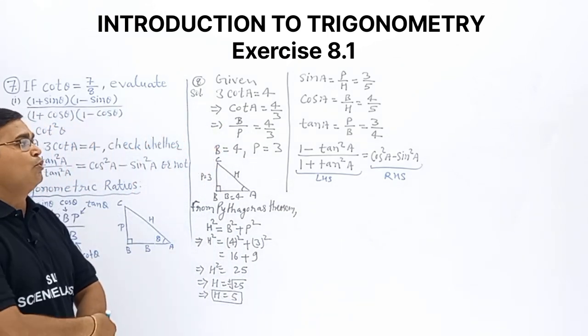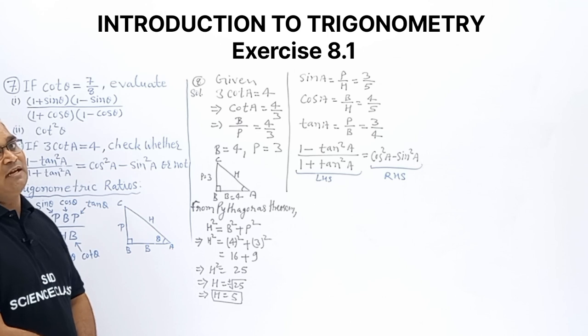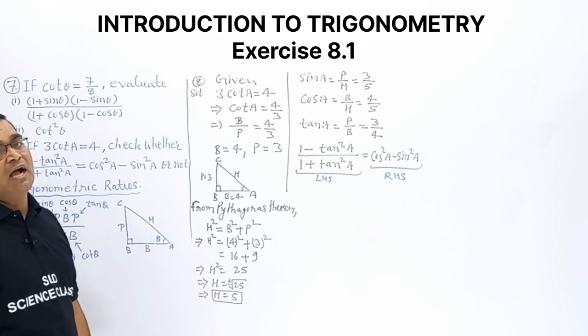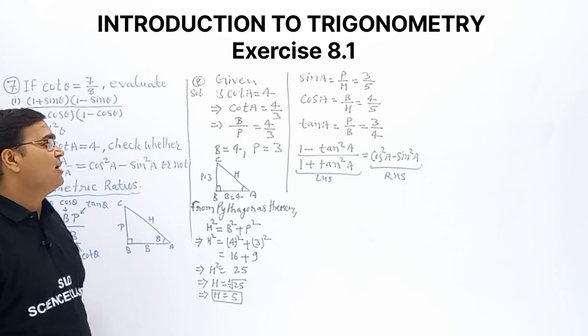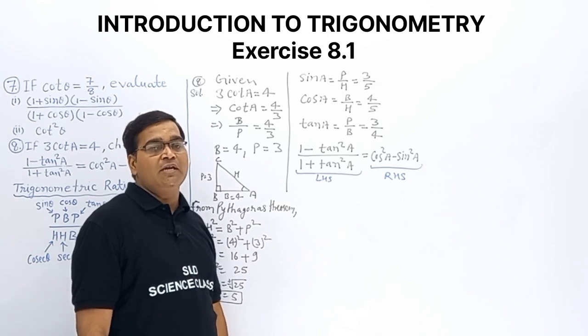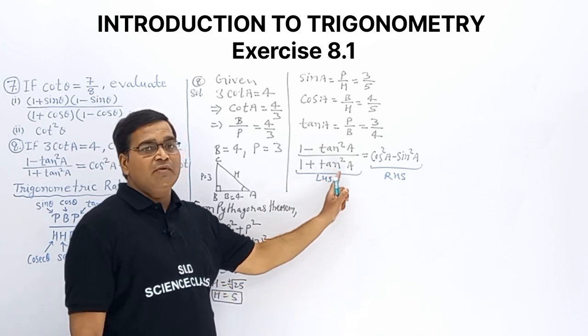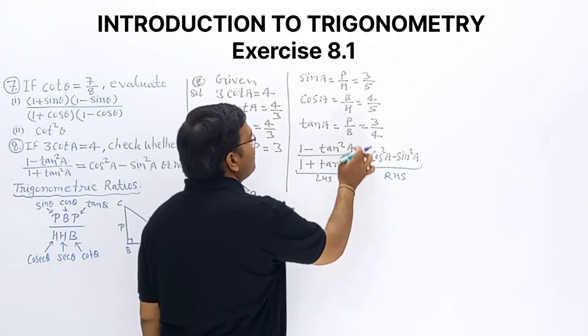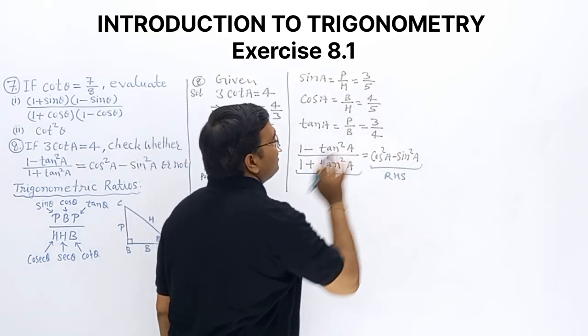So we will take one at a time and we will check, and if both left hand and right hand values are equal, then we can say this relation is correct, otherwise not. Are you getting what I am saying? We have this equation, we want to say whether this is equal to this one or not.